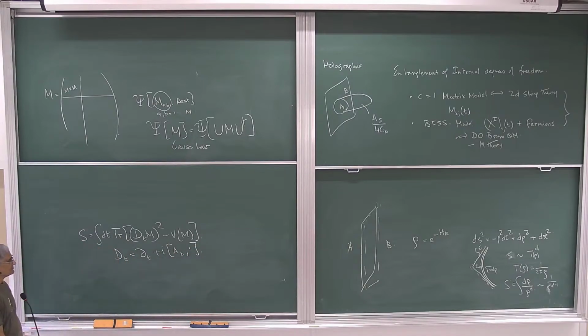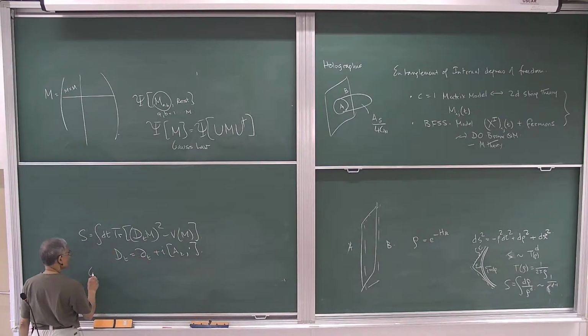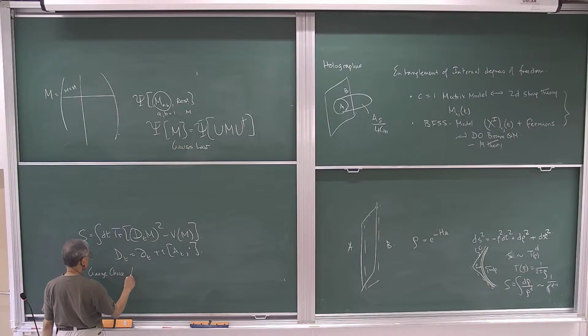whatever it is. And of course, in real time, in 0+1 dimension, there's nothing there in A_t. So you can always pick a gauge. It's just one of the gauge choices, A_t equal to 0.